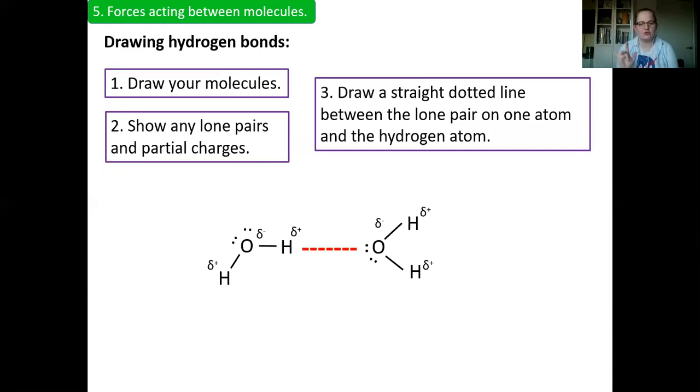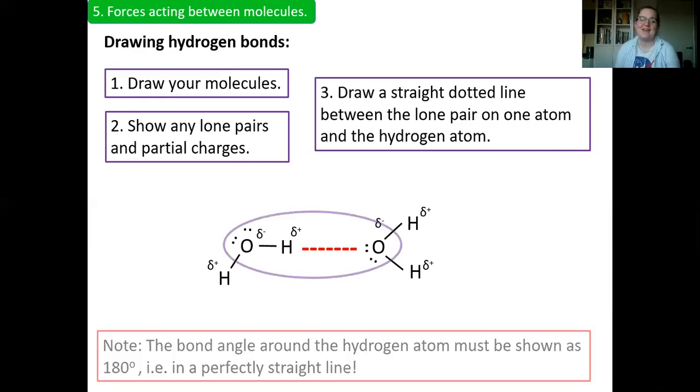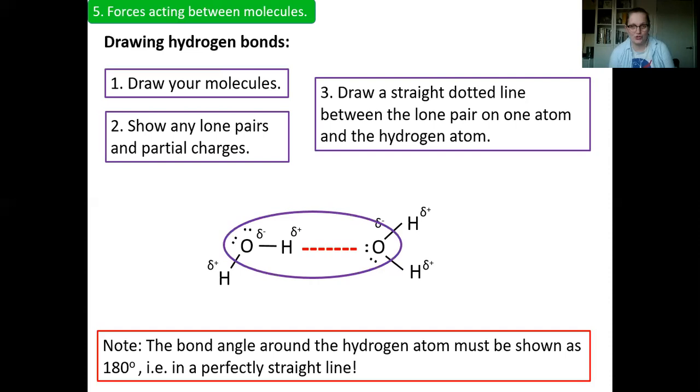And then obviously, if we're wanting to show that the hydrogen is bonded, we would draw a straight dotted line between the lone pair on one atom and the hydrogen atom. The bond angle around the hydrogen atom must be shown as 180 degrees. So that must be in a perfectly straight line. The bond angles within water, which is different, are not 180 degrees, which means that it's a polar molecule. But our bond angle for hydrogen bonding must be 180 degrees, a perfectly straight line. You can get asked to draw these a lot in the exams. If you do not draw them at 180 degrees, you do not get the marks.